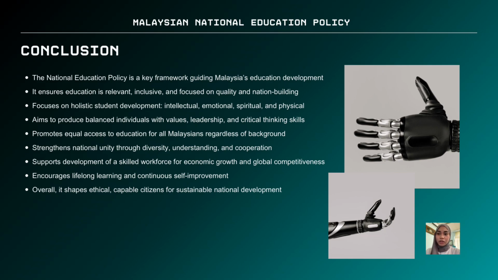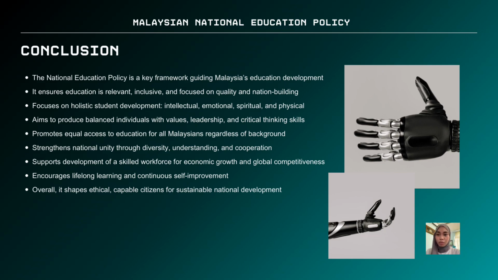We have now reached the final part of our presentation on the Malaysian National Education Policy. To wrap everything up, this policy serves as a key framework that guides the overall development of education in Malaysia. It ensures that our education ecosystem remains highly relevant to changing times, inclusive for all segments of society, and strictly focused on quality and nation building.